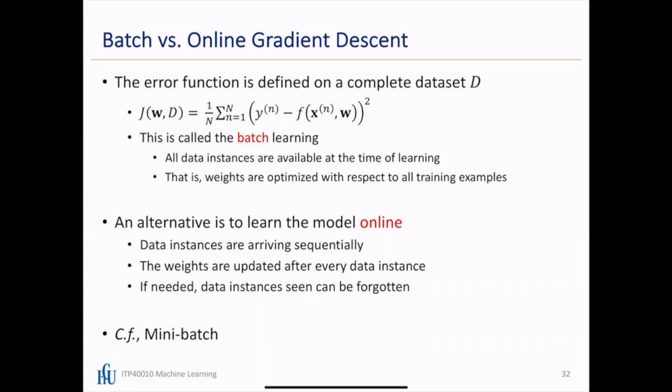Speaking about the learning process, there are two different options traditionally. One is batch learning, and the other is online learning. Batch learning is to use the dataset entirely for updating W.